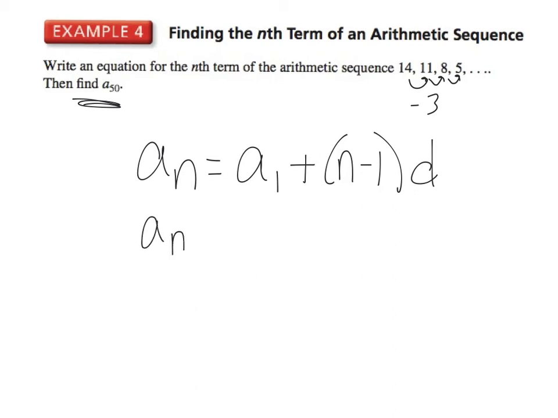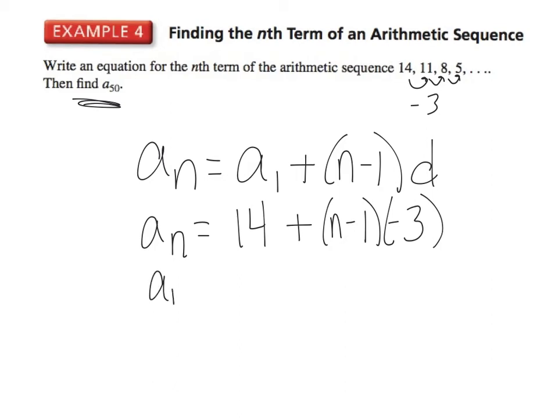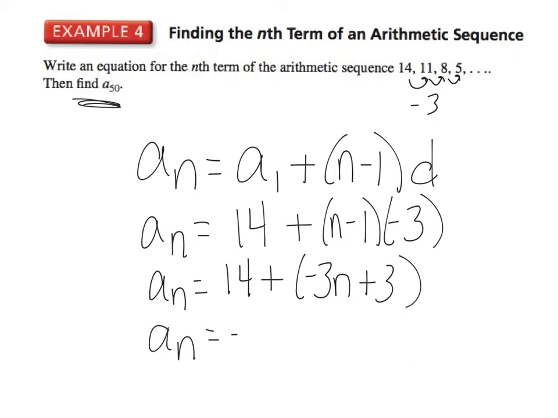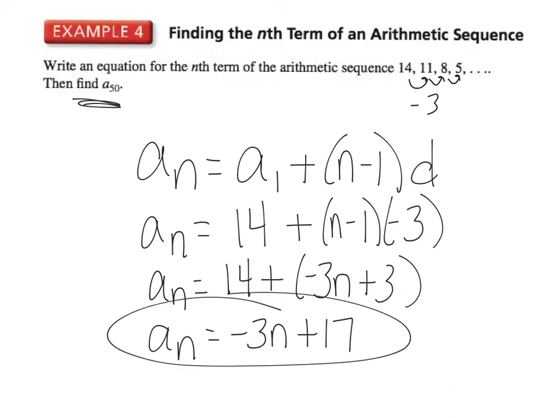So a sub n equals the first term, which is 14, plus n minus 1 multiplied by negative 3, which is the common difference. And now all we do is write it in slope-intercept form. We solve it for y, which is a sub n. So I distribute the negative 3. That would be negative 3n plus 3. And if I simplify, I get, let's see, negative 3n plus 17. Pretty easy. There's my equation.